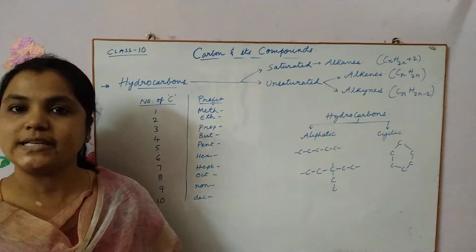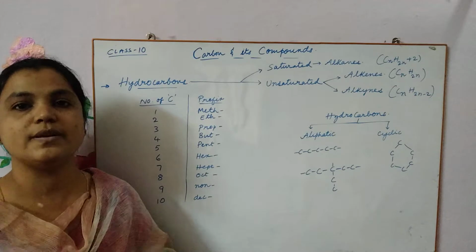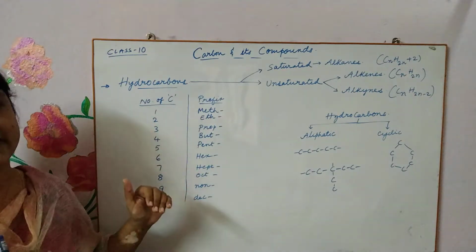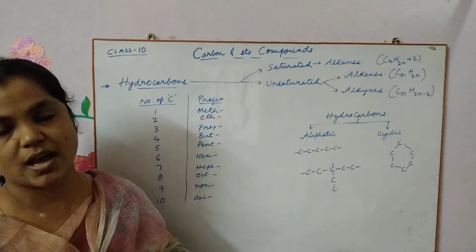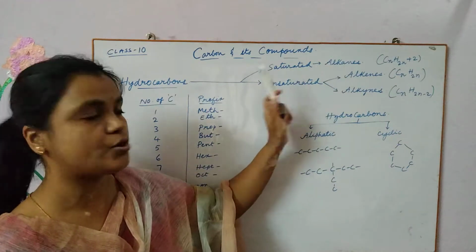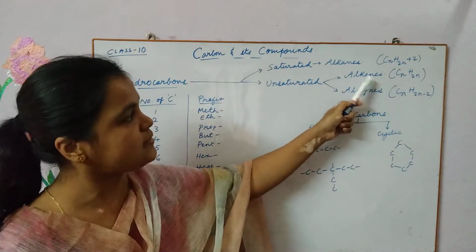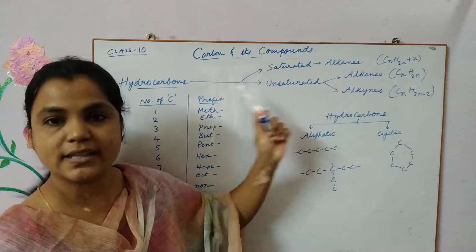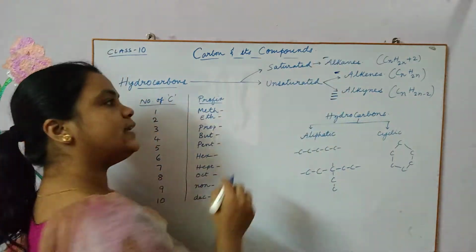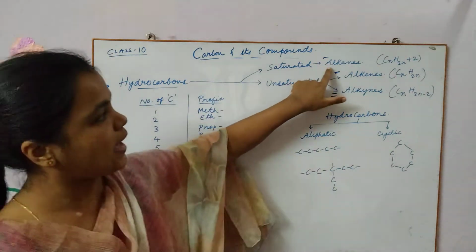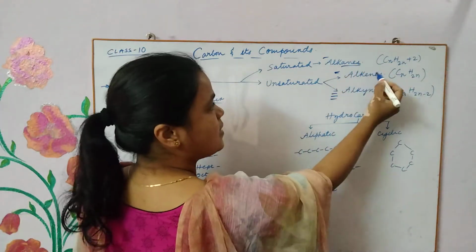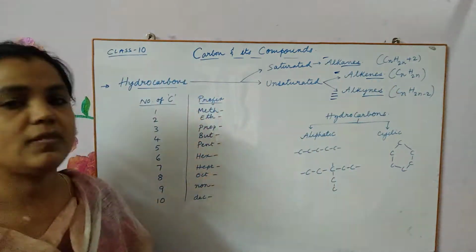Now, in order to understand one more topic of your syllabus, that is homologous series, we need to understand first of all the nomenclature, how names are given to these hydrocarbons. I told you that alkanes are the saturated hydrocarbons, alkenes are the unsaturated ones, and alkynes contain double bond and triple bond respectively. Alkanes contain single bonds. As you can see, ALK is common. Only the suffix is different: anes, enes and ynes.